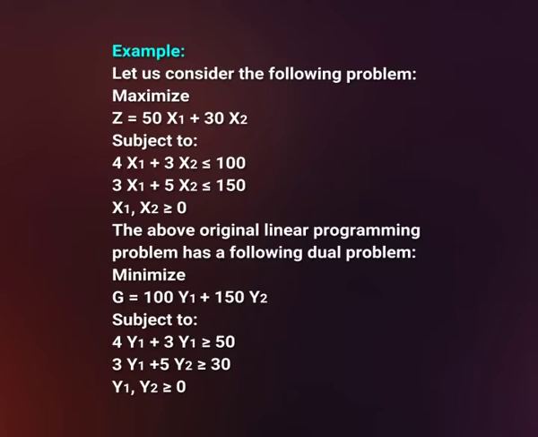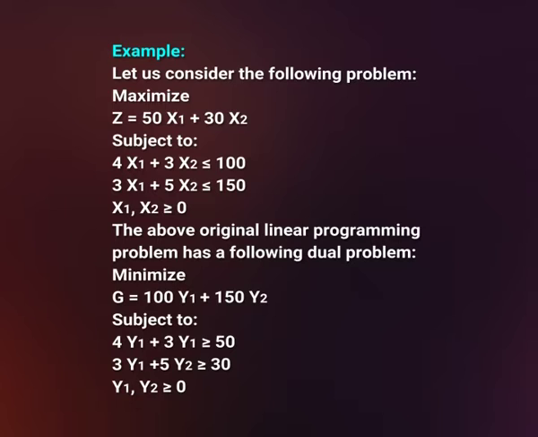Note that the table does not use the designation primal and dual. What matters here is the sense of optimization. If the primal is maximization, then the dual is minimization and vice versa. Let us consider an example for a better understanding of the duality concept. Example: let us consider the following problem.